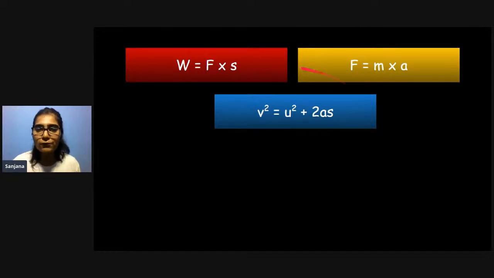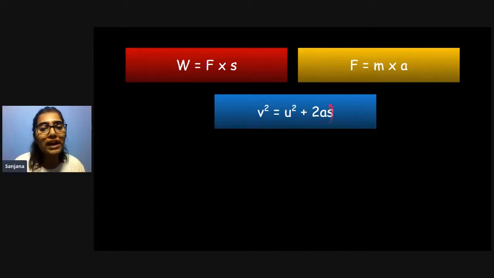But if you look carefully, we have to find out what is s. To find s, I have to change this formula to get it in terms of s. What I do is very simple. This u square, which is plus over here, I send it to the other side. When it goes to the other side, it gets minus. So it will be v square minus u square.